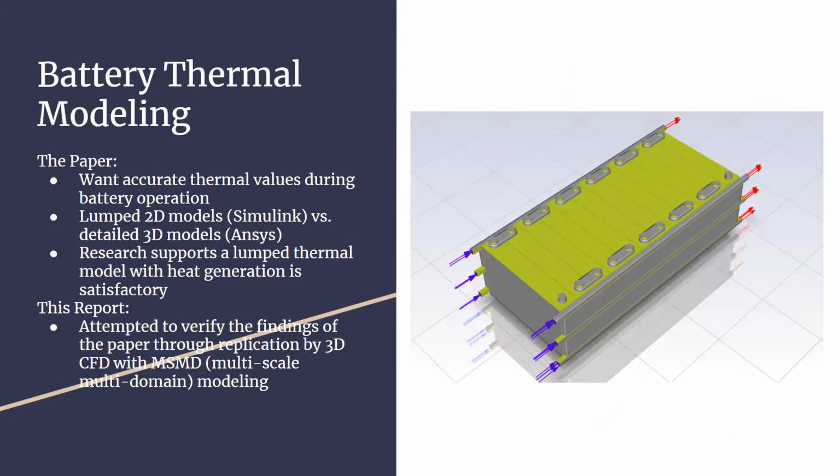In order to analyze the thermal properties of the battery pack during normal operation, 3D computer modeling was used. This paper wanted to compare the efficiency and accuracy of 2D lumped models with 3D detailed models and determine the best method for their applications. This paper, along with other research, supports that a lumped model like the 2D model in Simulink is satisfactory for producing quick and accurate results like the 3D model in ANSYS. This report attempted to verify the findings of the paper through representation by 3D CFD with multi-scale, multi-domain modeling.